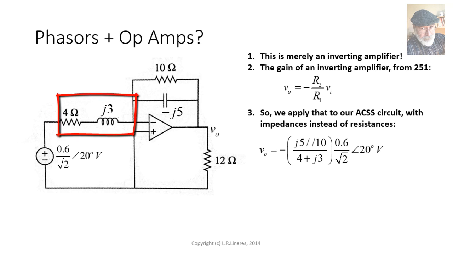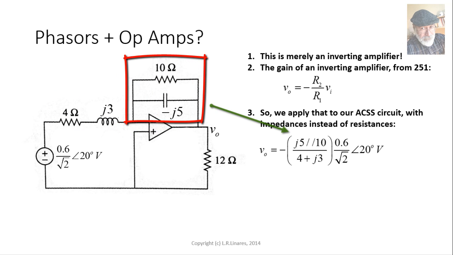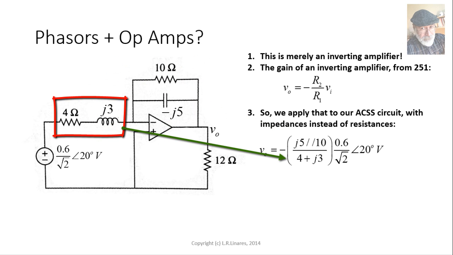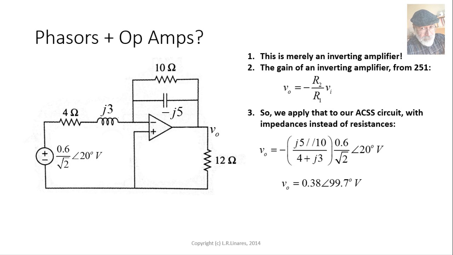Negative Z2, which is the parallel of negative j5 and 10 ohms, divided by Z1, which is 4 plus j3. And that multiplies the input voltage as a phasor, 0.6 divided by root 2 with 20 degrees. Do the math, and that is V0, the voltage on the load: 0.38 volts with 99.7 degrees.